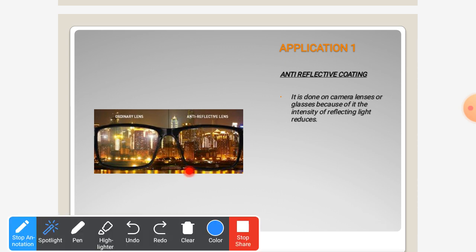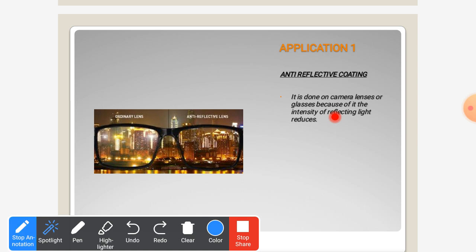You can see in this picture, the picture is very clear from the side of the anti-reflecting lens, and the picture is blurred from the side of the ordinary lens, because the anti-reflective lens is reducing the intensity of reflecting light. So this is number one application.